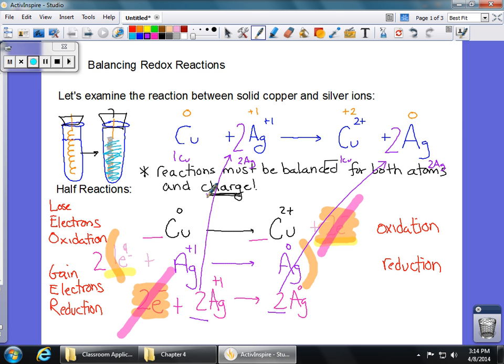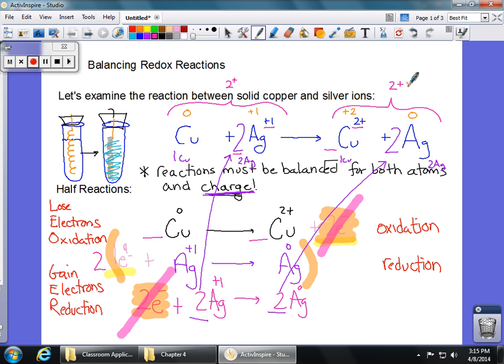Now we have to make sure that the charge has been balanced. If we do a sum of all the charges for our reactant side of our reaction, 2 times positive 1 is positive 2. And in the case of our product side, 2 times 1 gives us a positive 2. And so our reaction is now both balanced for atoms and charge. That is the simple redox reaction, including half reactions.